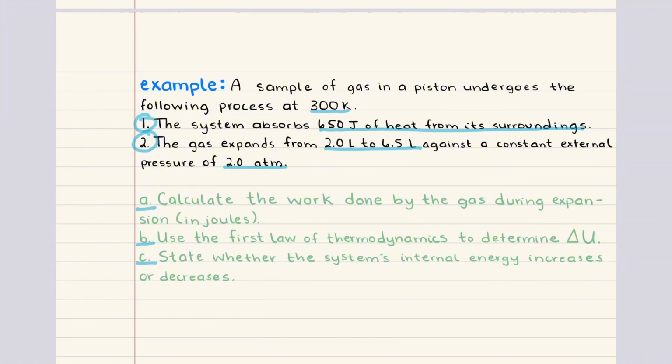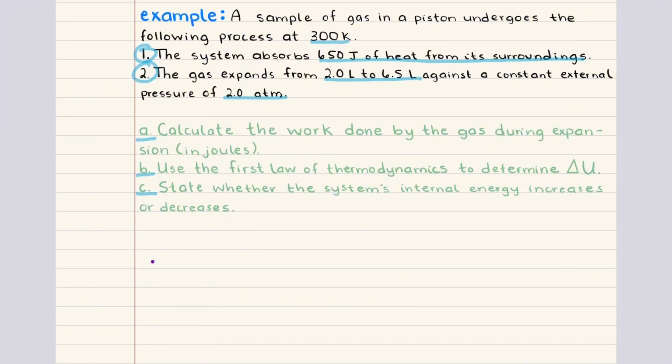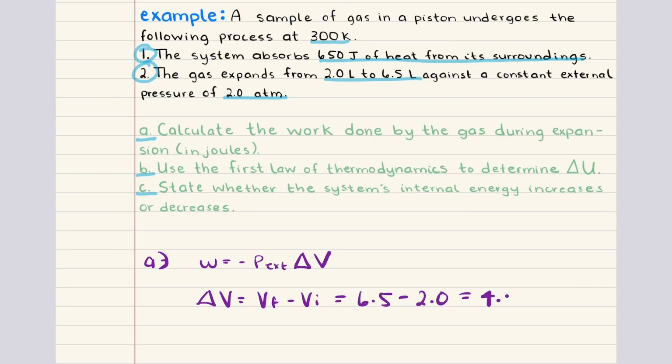First, the work. For constant external pressure, the work is given by the equation W equals negative external pressure multiplied by delta V, where delta V is the change in volume. The change in volume is final minus initial, so 6.5 minus 2.0, that equals 4.5 liters. Substituting the numbers gives W is equal to negative 2 atmosphere multiplied by 4.5 liters. That is equal to negative 9 atmosphere times liter.